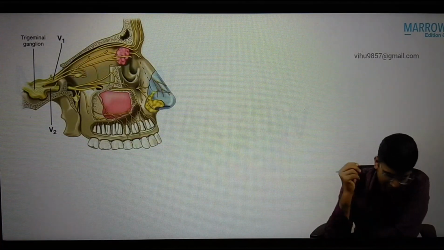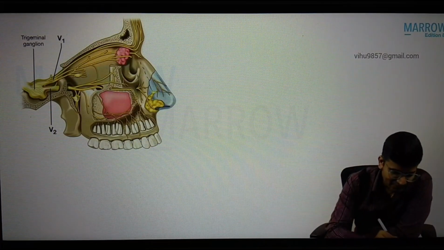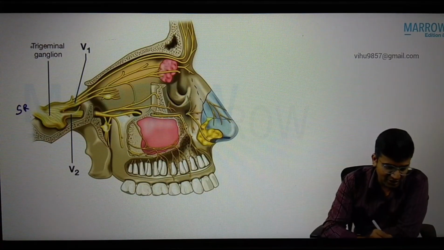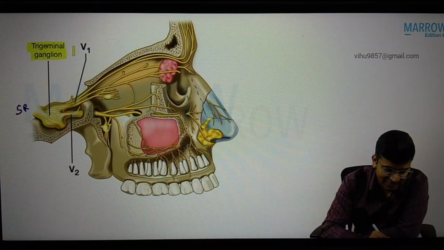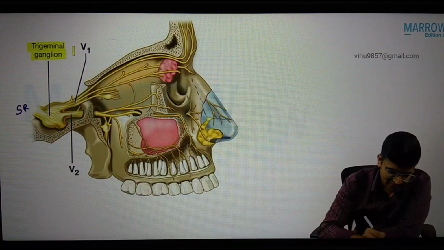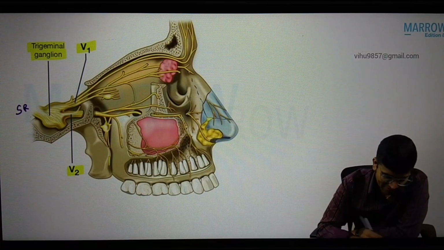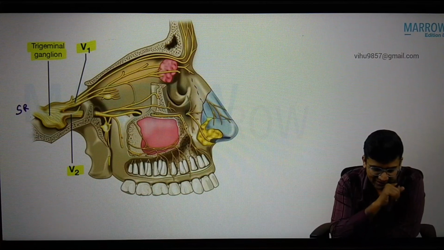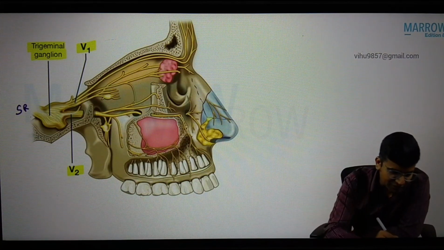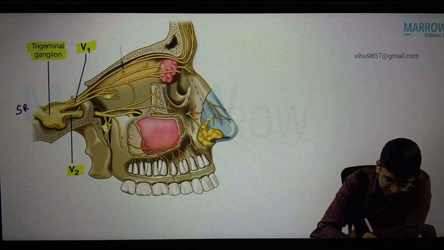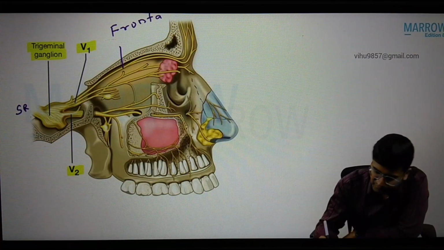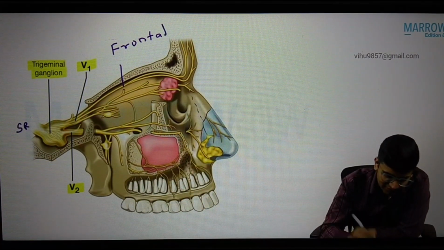Now see this diagram. This is our trigeminal ganglion. This is the sensory root of the trigeminal nerve, which expands to form the trigeminal ganglion. From there it gives the ophthalmic nerve, maxillary nerve, and mandibular nerve below. Now that is the ophthalmic nerve, which is divided into, this one, our frontal nerve.